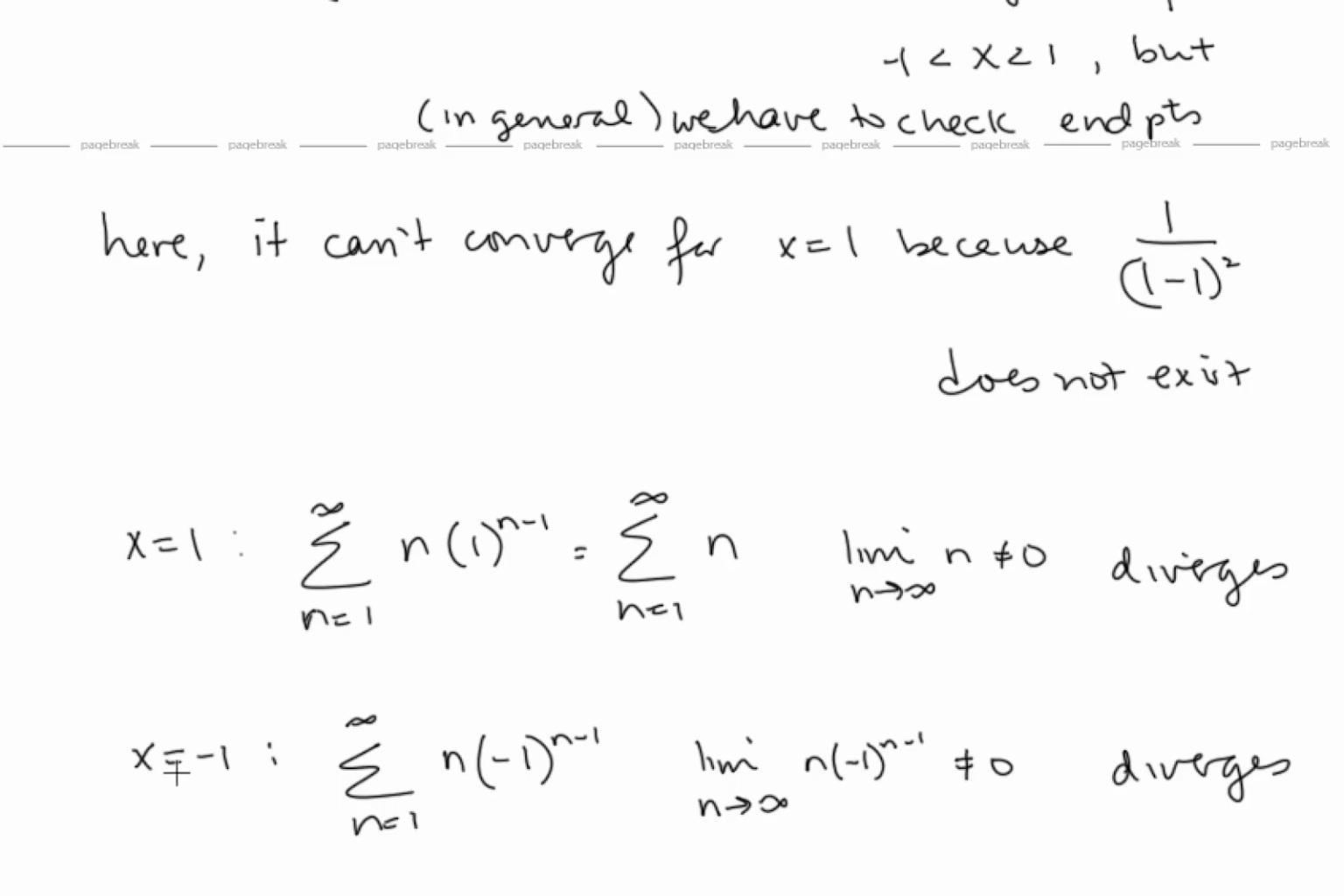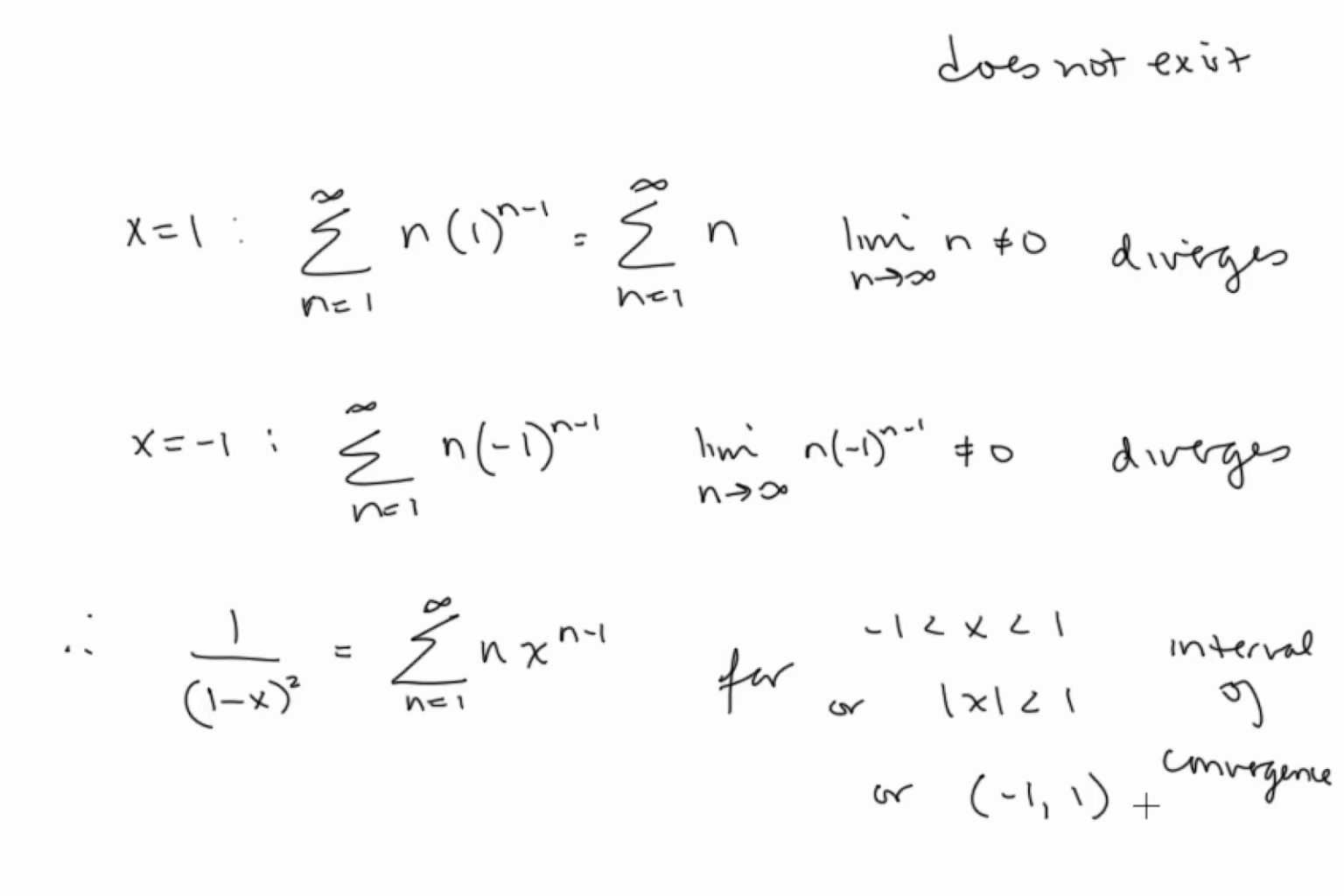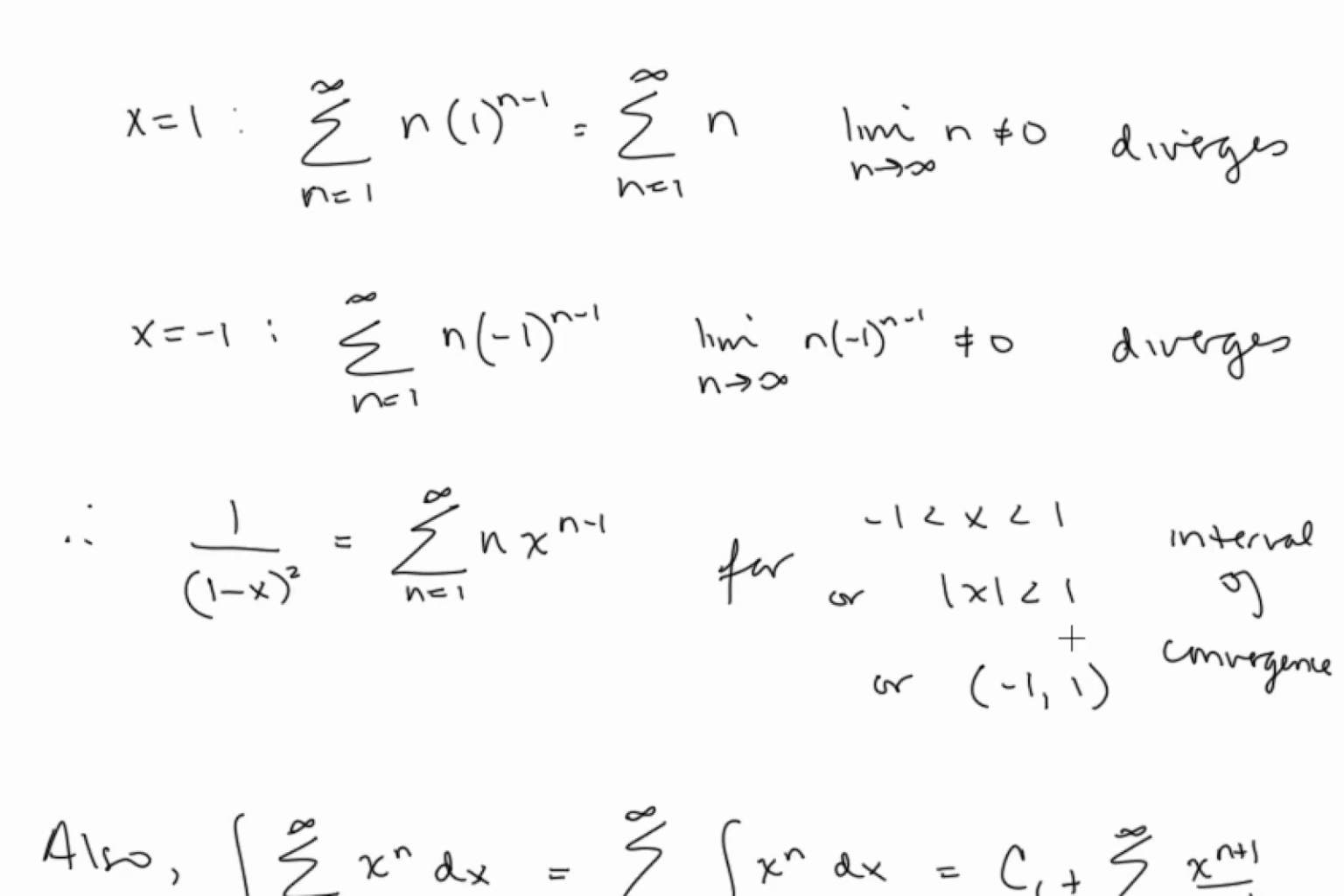And when x is equal to negative 1, we get negative 1 to the n minus 1 multiplied by n. Again, these terms do not go to 0, so this sum also diverges. So in fact, our interval of convergence has not changed. It's still absolute x less than 1. You can write it in any of these ways. So we know that 1 over 1 minus x quantity squared can be represented by this power series for these x values.